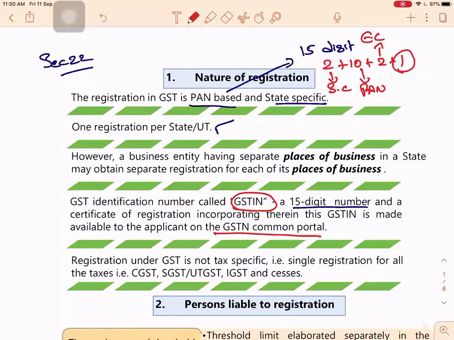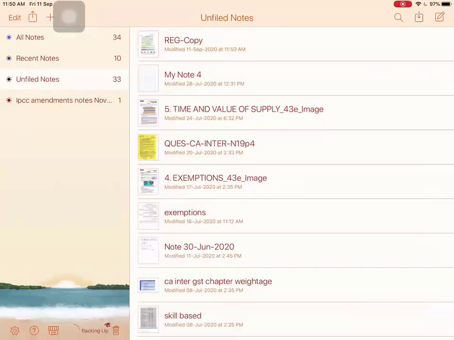Understood? Now the question arises, sir, how many registrations may we need? Can anybody tell me? Generally, how many registrations are needed will be determined by how many states you are having a place of business in.